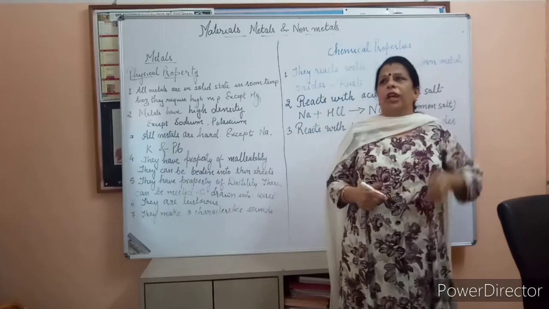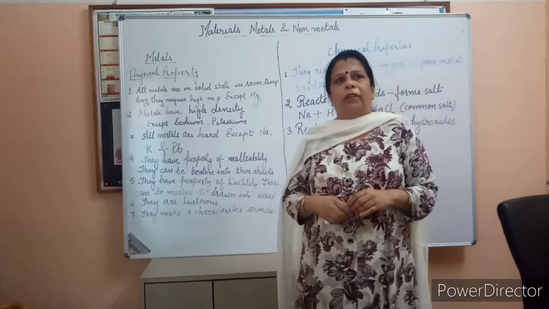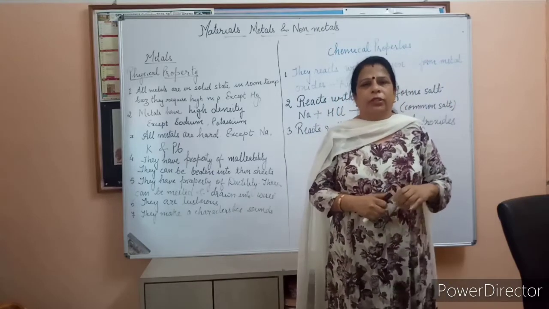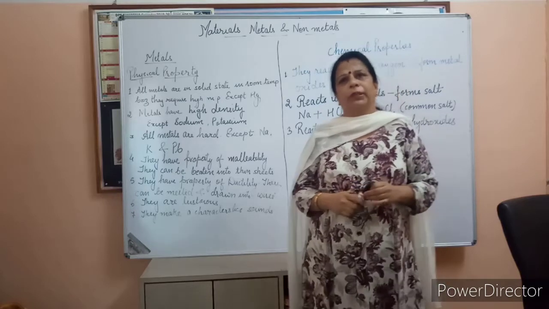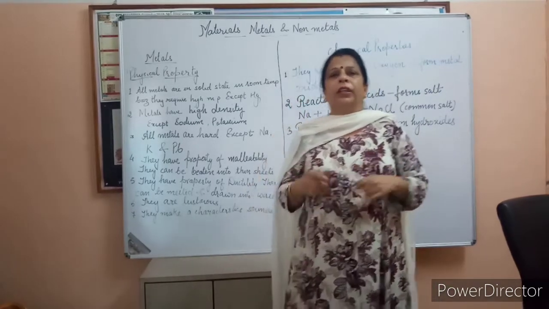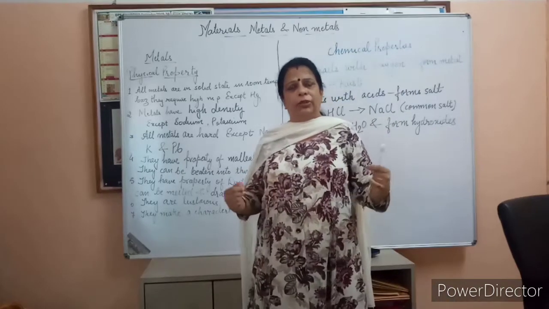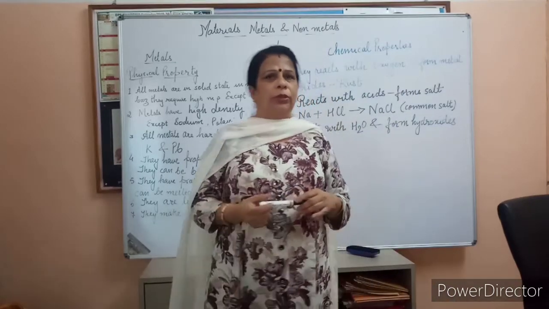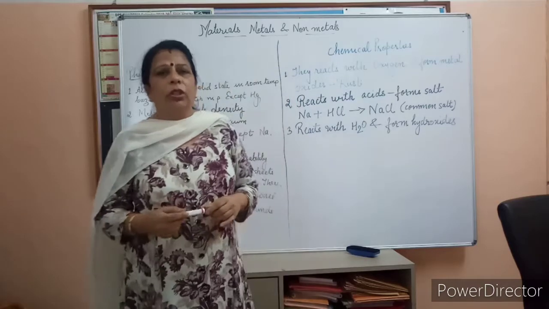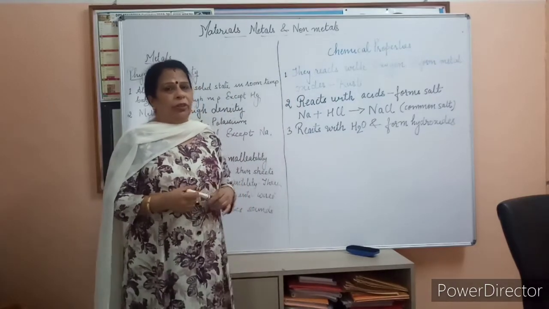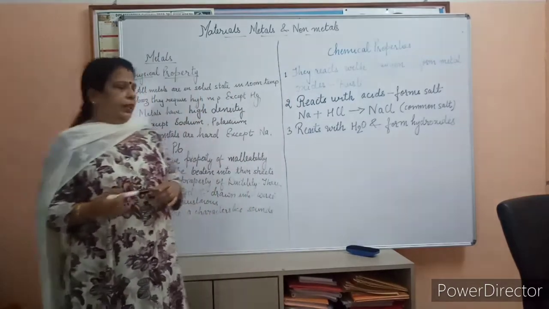For example, if you have seen the electric copper wires in your home, the thin wire, how does it happen? It happens that by melting the copper blocks, they are changed into wires which are used as electricity wires. So this property of changing into wires is known as ductility.